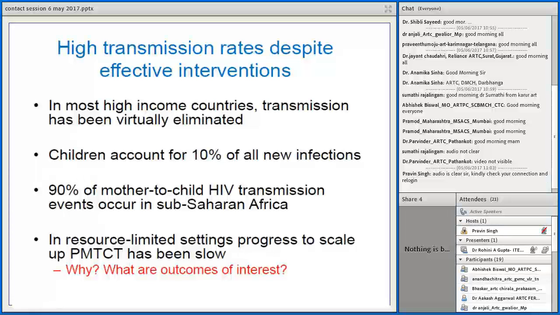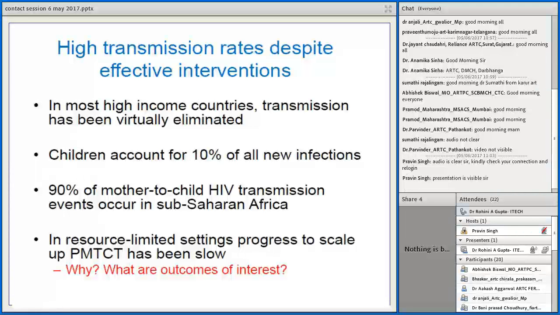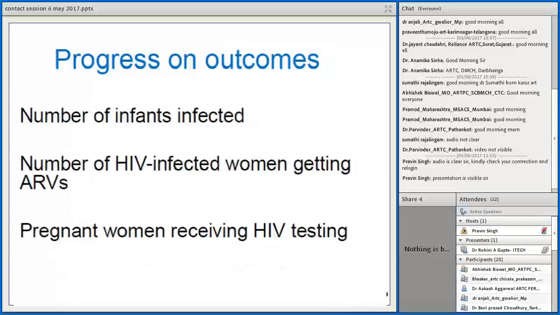Outcomes of interest is an HIV negative mother, and an HIV positive mother on adherent ART with viral suppression, and a HIV negative baby. So what is the progress? We find out whether the interventions have been effective by knowing how many number of infants were infected, number of HIV infected women getting ART, and pregnant women receiving HIV testing.